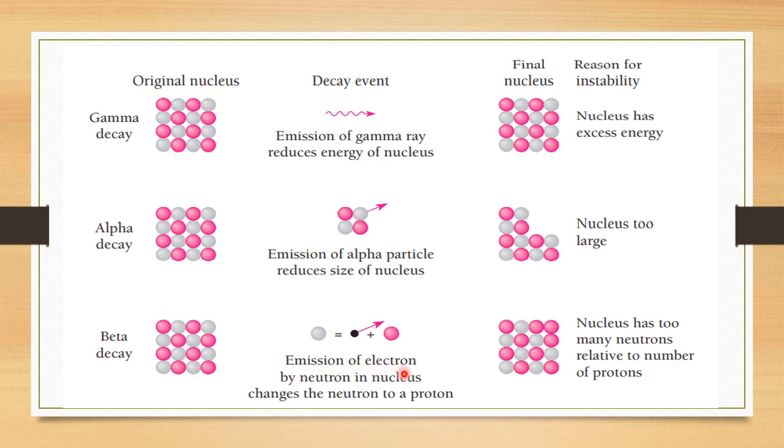So the emission of an electron by a neutron in the nucleus changes the neutron to a proton. Here the neutron is there, here in that place there is a proton. This happens because the nucleus has too many neutrons relative to the number of protons. Okay, this is the reason for its instability.